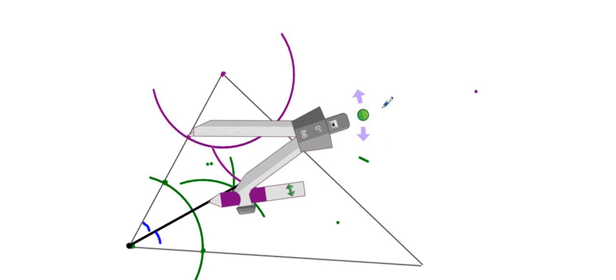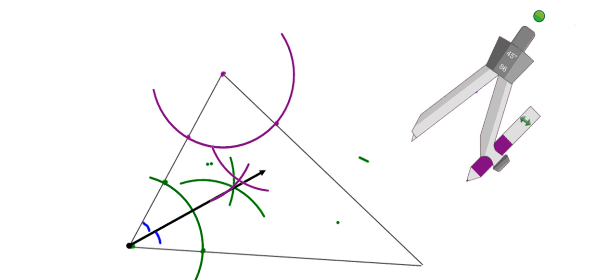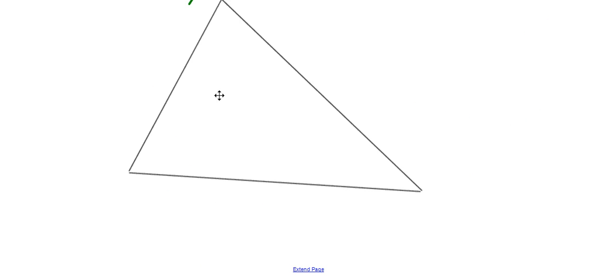I'm really glad that I color-coded this because, as you can tell, this construction already is getting very busy. Busy is probably a very nice word. All right, I'm going to grab my straight edge and connect the vertex of this angle to the point where those purple arcs intersect. All right, so there's my second angle bisector. I'm going to mark those two angles.